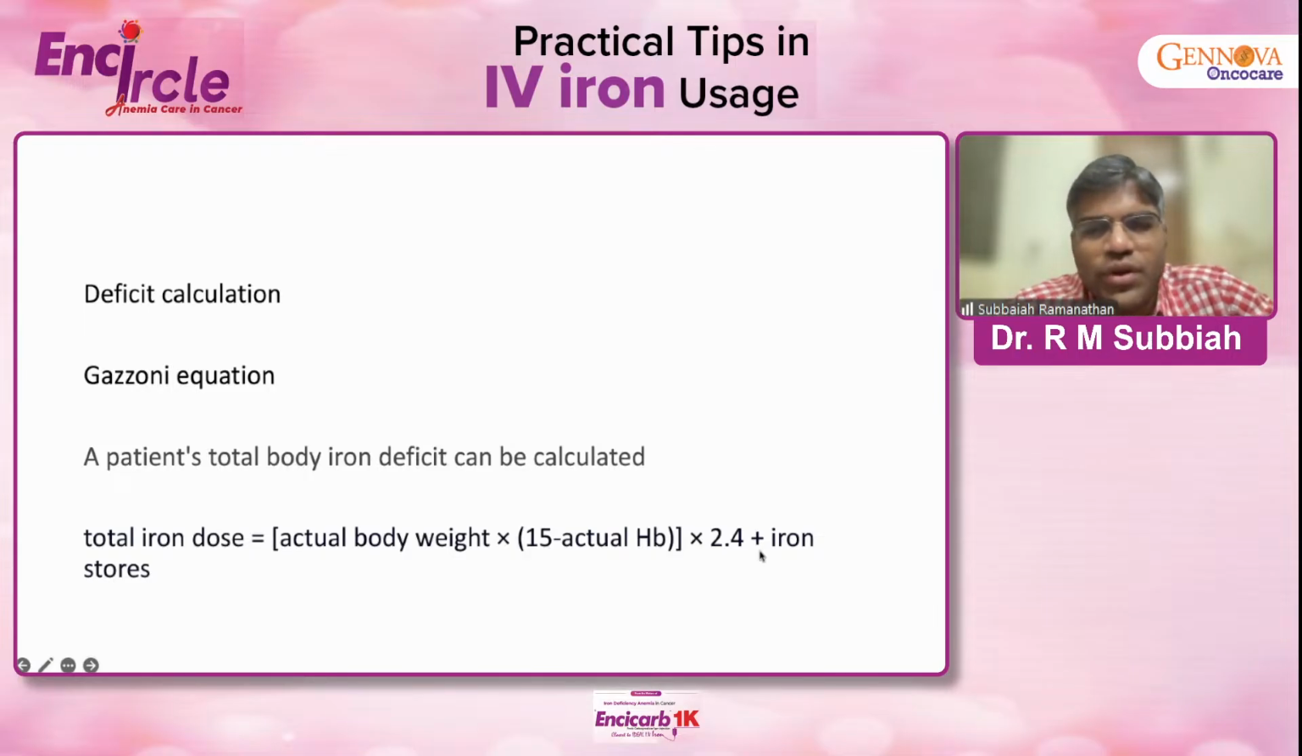2.4 times. To that, you have to add the iron stores, depending on whether the patient is lactating or pregnant. It would be around 0.5 grams or 500 milligrams or something like that. So roughly, in severe anemia, around 1.5 grams or 1500 milligrams would be the usual total iron deficit. So you can remember: 15 minus hemoglobin into body weight into 2.4 plus the additional for the stores.